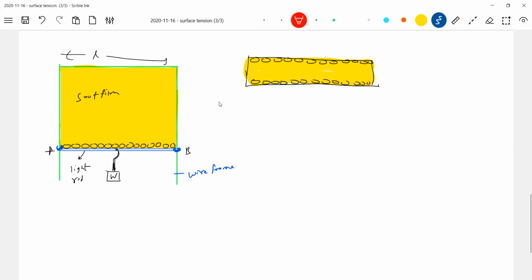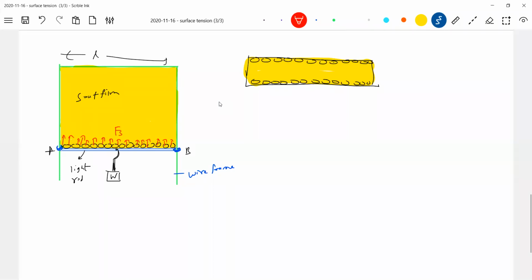So how will it act? It will act like this. Not at one point, it acts everywhere. Able to understand? So every molecule will exert force on the rod. Every molecule will exert force on the rod, and the force due to surface tension will balance the weight here.